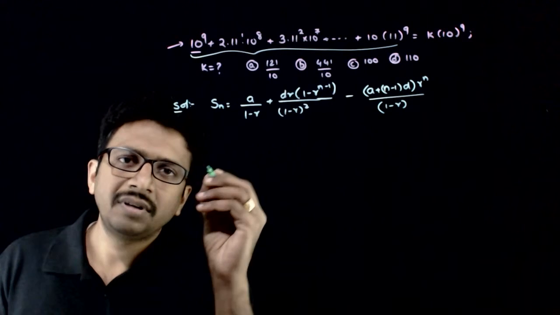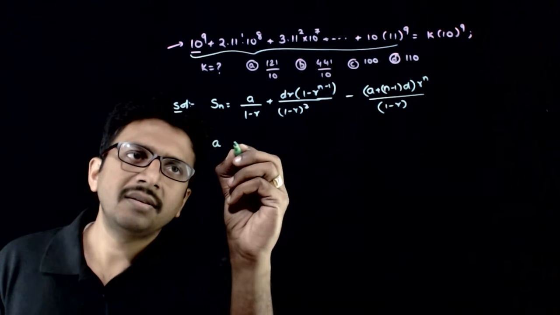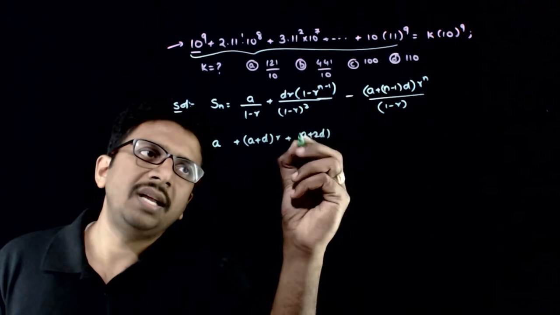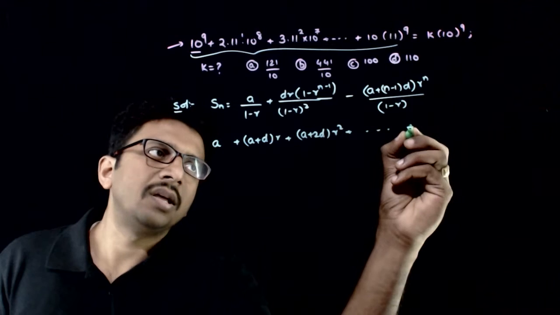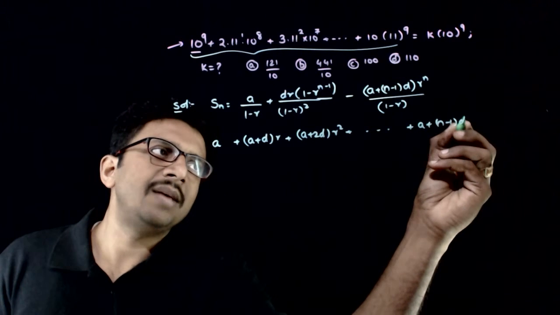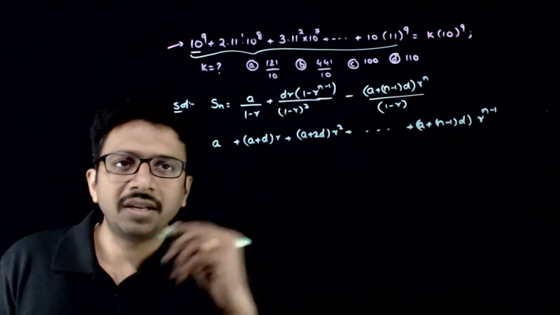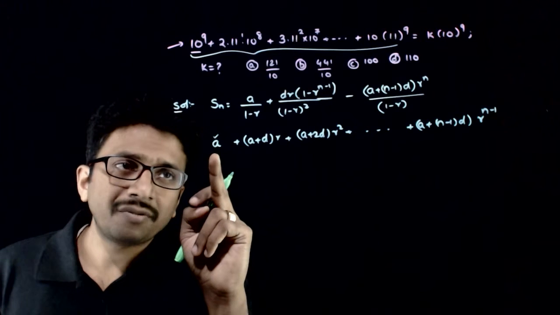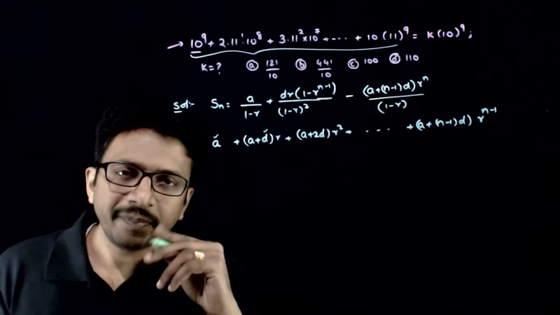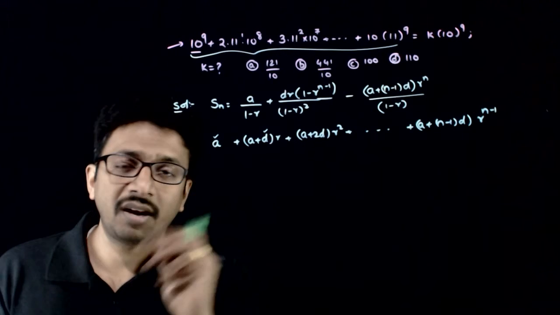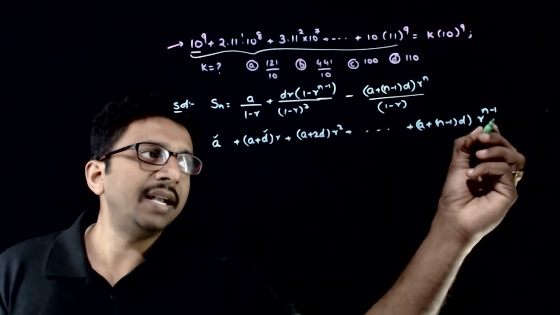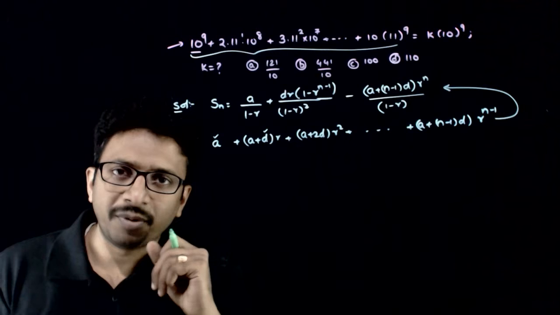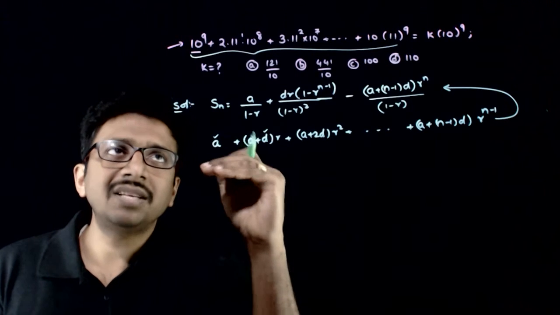We know that if you have an AGP, A + D times R + (A + 2D) times R² and so on up to (A + (n−1)D) times R^(n−1), this is the sum of n terms of an AGP, with the AP properties being A and D and the GP properties being 1 and R. The sum of n terms of an AGP has this formula. You must be familiar with it. So what is the relation between this and this?